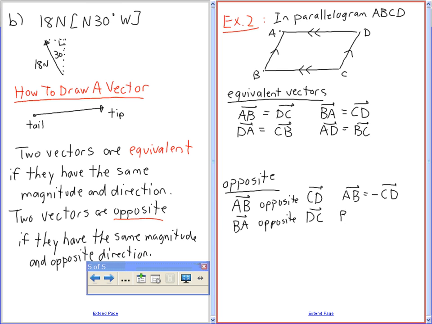BA then would equal negative DC. So negative would mean the opposite. BC is equal to negative DA. CB is negative AB. Sorry, this is all just notation stuff today. Any questions, please be brave.